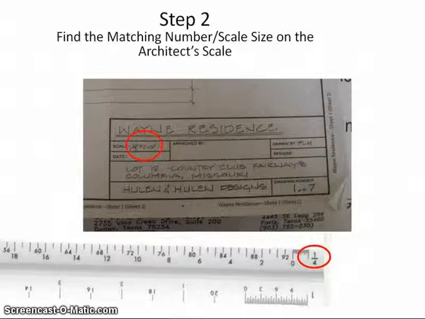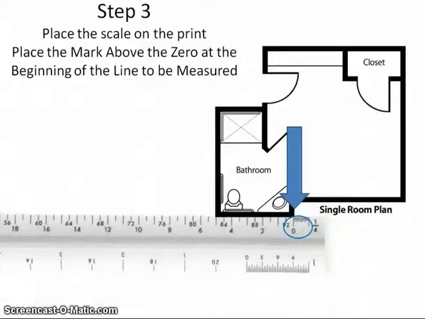So now that we know what size scale we are using, we can find that on our actual scale. So we're going to locate that number on our architect scale. Second, to read our number in which we are going to measure to find our feet and inches, we need to place our scale starting at 0 on the line of the line that we want to be measured.